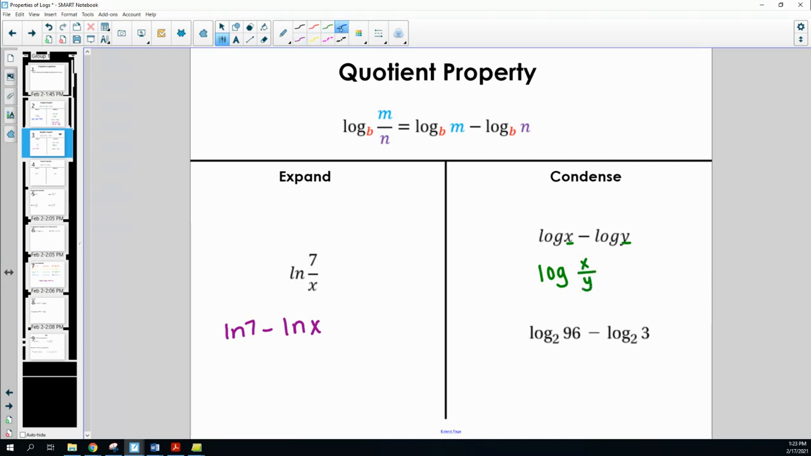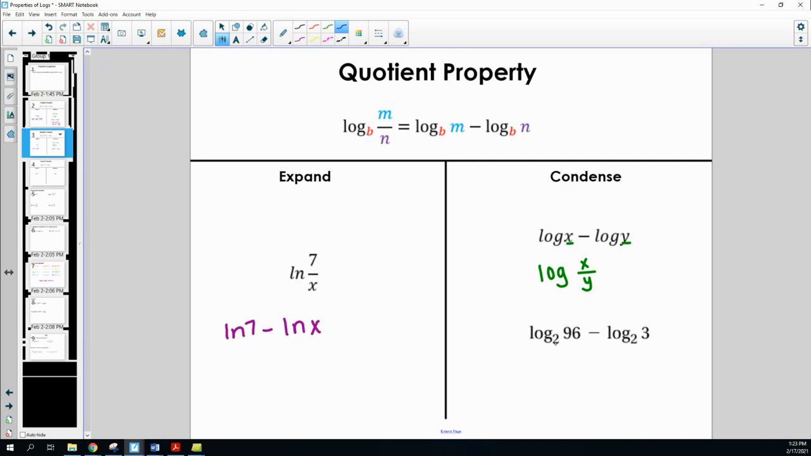Okay, and same idea for this one here. So similar to when we looked at the product property, 2 to what power is 96? 2 to what power is 3? Can't really figure that out without a calculator, but let's see what happens when we actually condense this first.